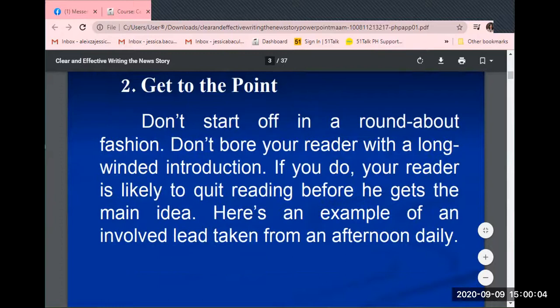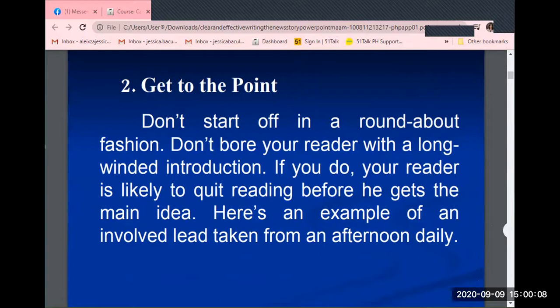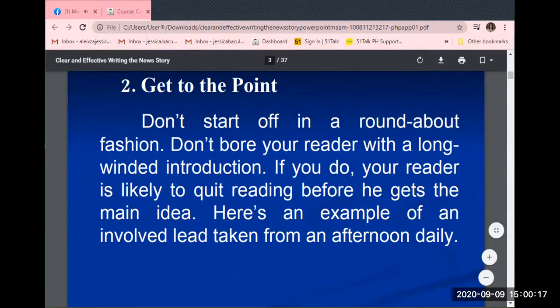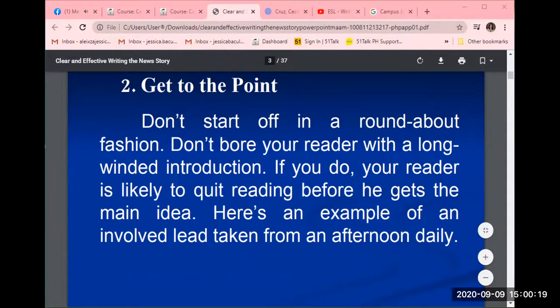Get to the point. In news, it's very important that you get to the point. Who, what, where, when, how, and why. Those are the very important things that you have to mention in your news article. So don't go round about the bush, round about fashion, straightly, directly.